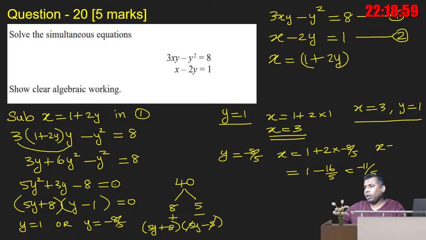So x equals minus 8 over 5, minus 11 over 5 x, and y is minus 8 over 5.